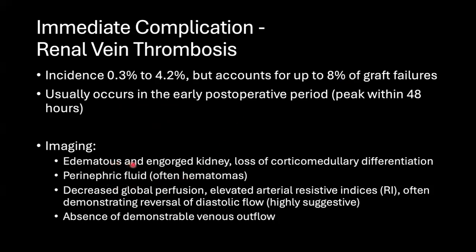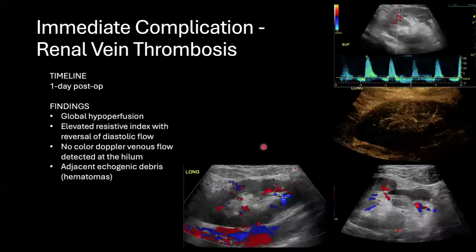So the difference here, you would start getting an edematous, engorged kidney because the outflow is blocked. And you might lose corticomedullary differentiation. You might get perinephric fluid, often hematomas. You will get global hypoperfusion, but not absent perfusion. And you will get reversal of diastolic flow. So if you see this in our report, reversal of diastolic flow, okay, this is a red flag. This means you are dealing with absence of venous flow, probably.